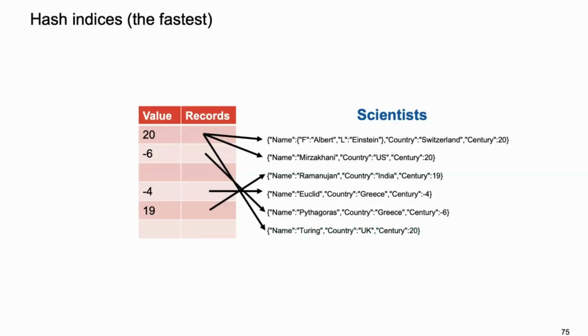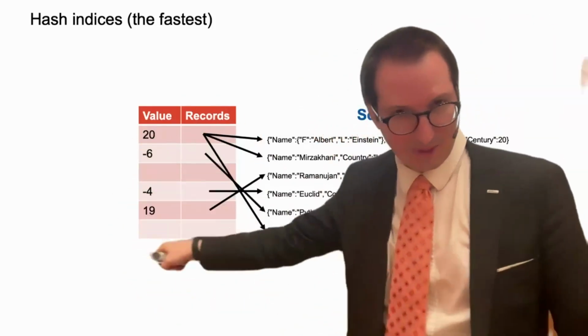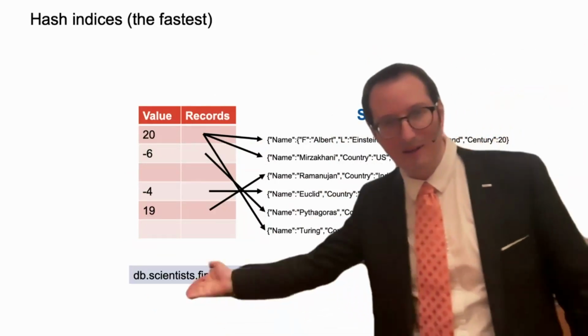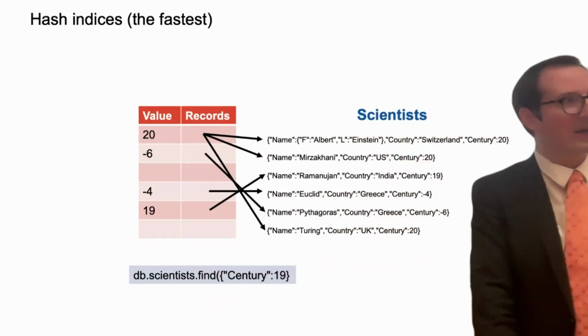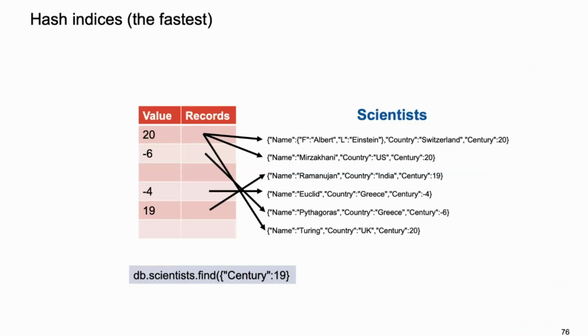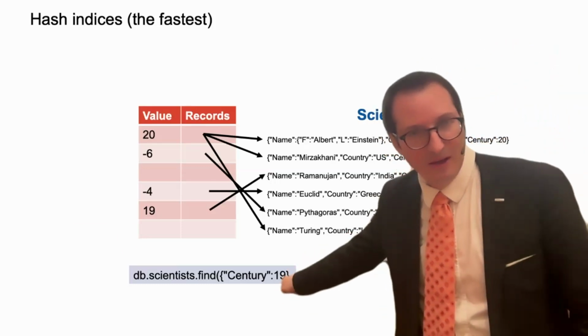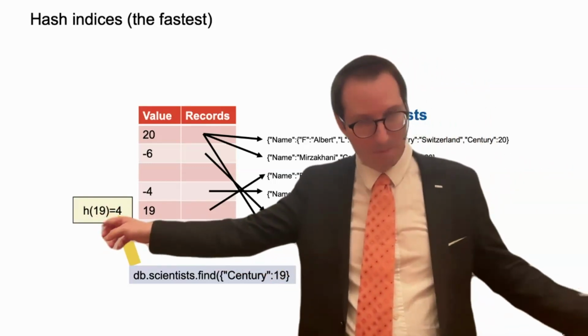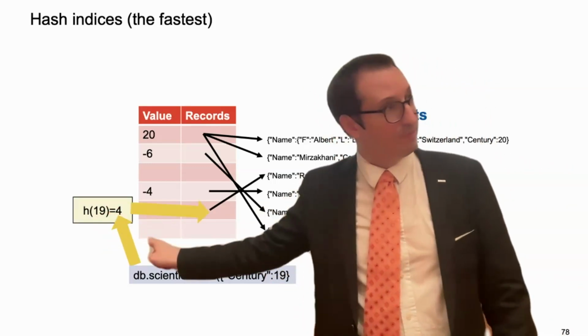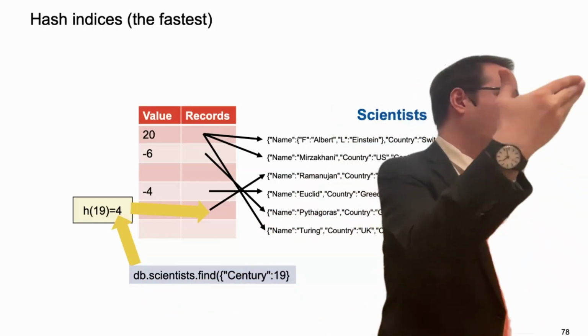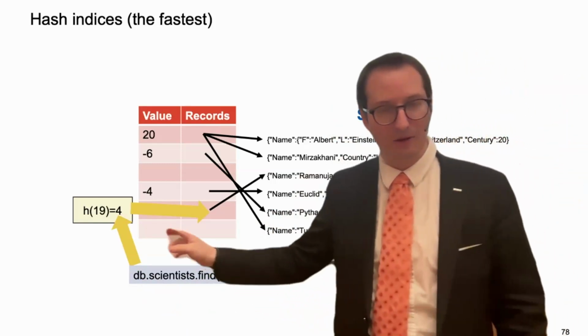But now, how does it work to query this collection? So now I did my create index. MongoDB did that in the background. And now somebody says, okay, now find the scientists in the 19th century. Who sees that that's O of 1? It's instant. And the reason is, it doesn't matter if there's a million, a billion, a trillion documents in there. You take this 19, you put it through H, that's O of 1. H gives you 4, you look it up. Also O of 1 because that's random access memory, right? You can directly look it up where it is.